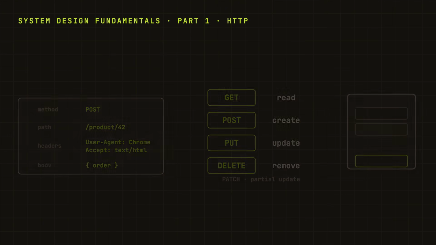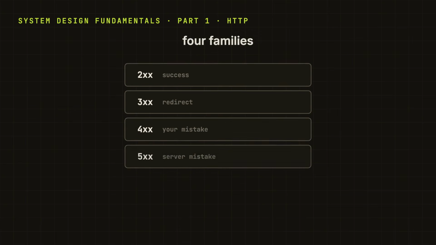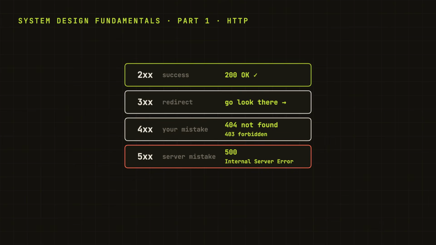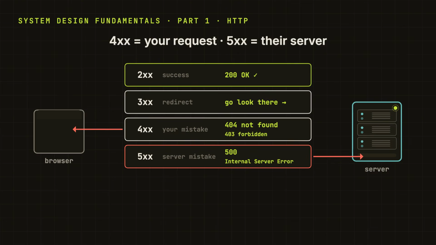And the response comes back with a status code, a three digit number that tells you what happened. And these are grouped into families, which is the useful part. Anything in the 200s means success. 200 okay, it worked. The 300s mean redirection. Go look over there instead. The 400s mean you made a mistake. Like 404 not found, the page does not exist, or 403 forbidden, you are not allowed. And the 500s mean the server made a mistake, like 500 internal server error, something broke on their side. So 400s are your fault, 500s are their fault. That single line is worth a lot in an interview.